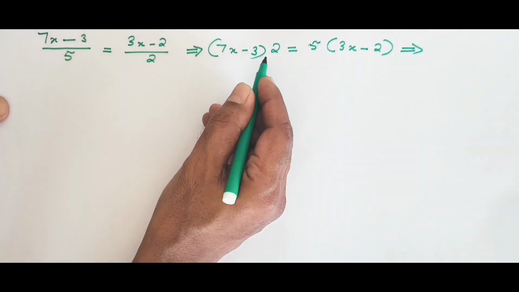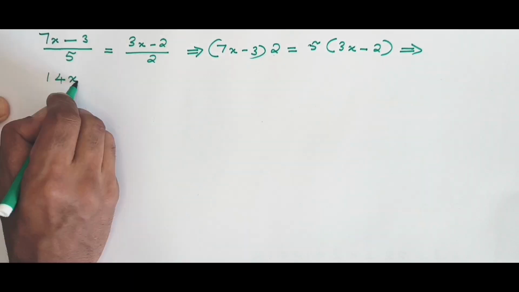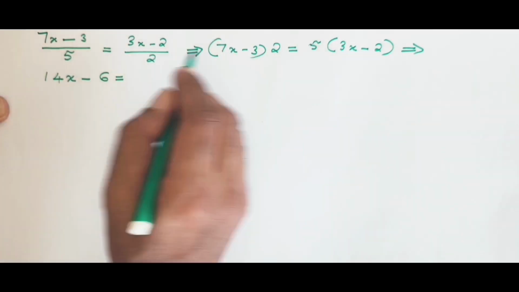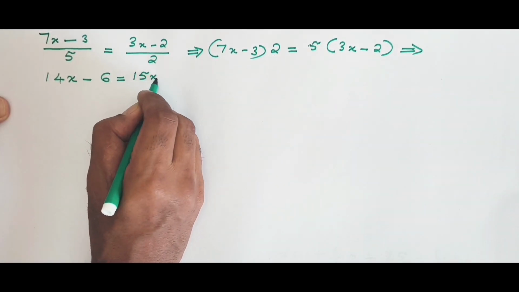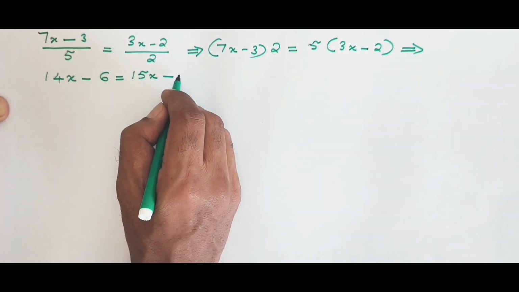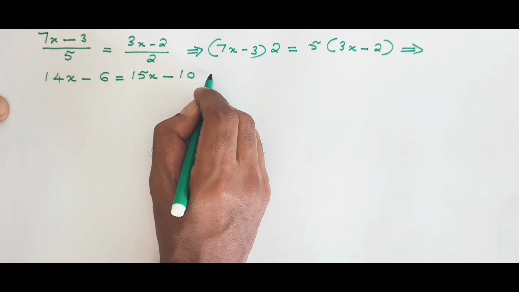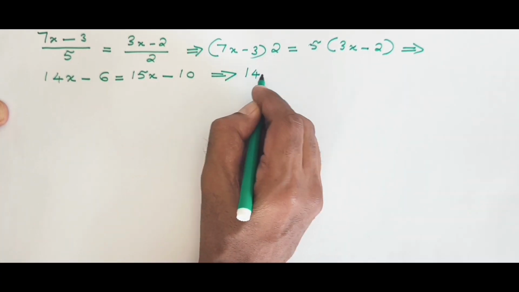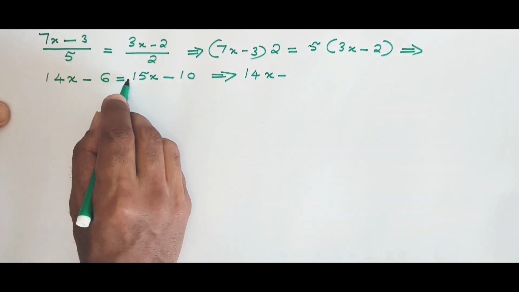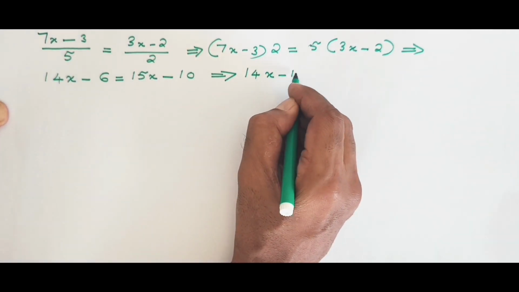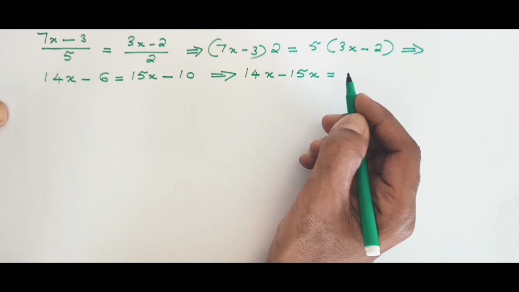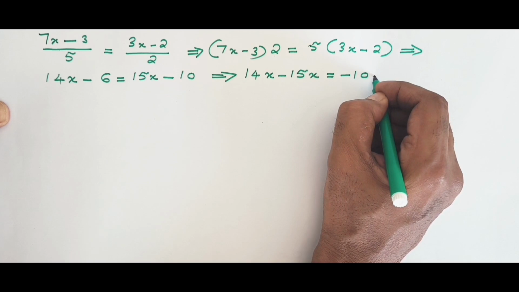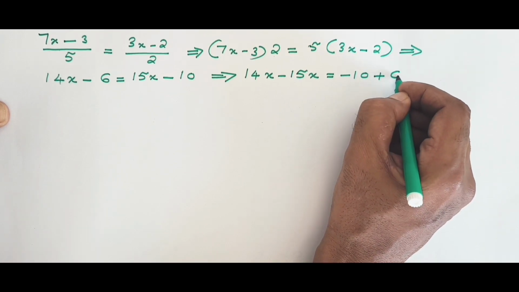Now distributing 2. 2 multiplied by 7x, 14x. 3 multiplied by 2, 6. On the right, you have 5 multiplied by 3, 15x. Then 5 multiplied by minus 2, which is minus 10. Now take 15x to the left side. There is already 14x on the left. So this is plus. Plus 15 becomes minus 15, equals minus 10 here. Take minus 6 to the right side. You will have plus 6.